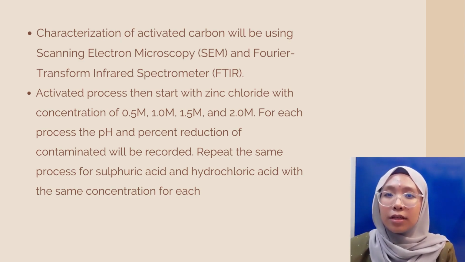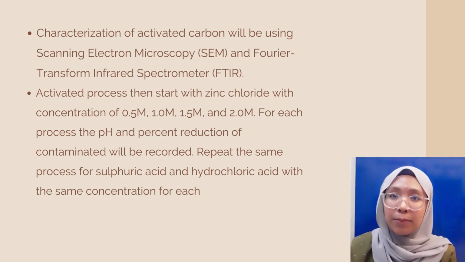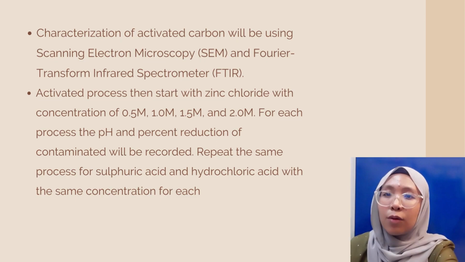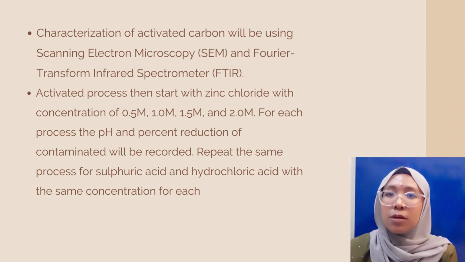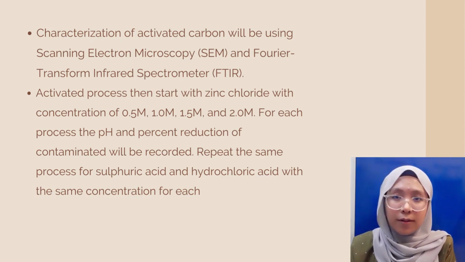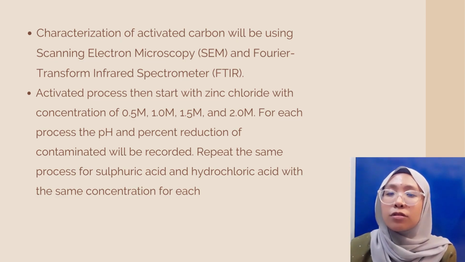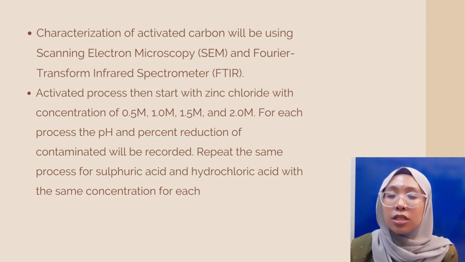The activated carbon process then starts by activating the carbon with zinc chloride at concentrations of 0.5 mol, 1.0 mol, 1.5 mol, and 2.0 mol. For each process, the pH and percent reduction of contaminants will be recorded. The same steps will be repeated for sulfuric acid and hydrochloric acid with the same concentrations for each acid.